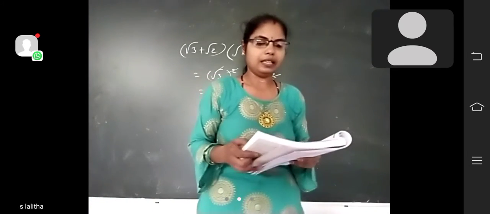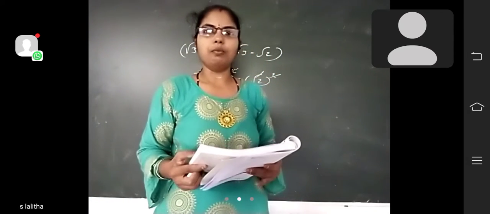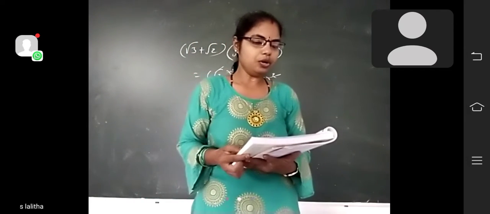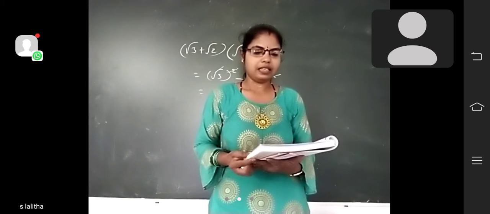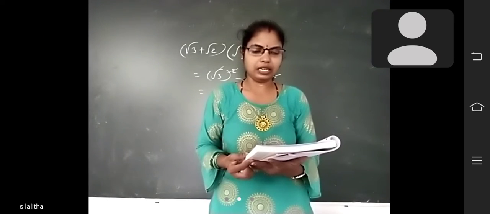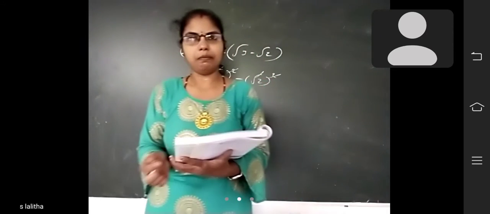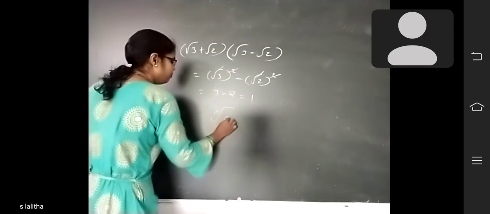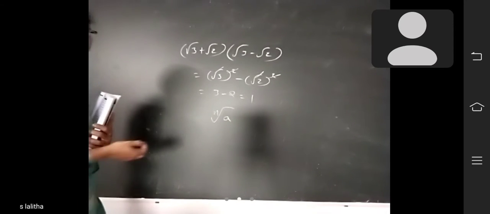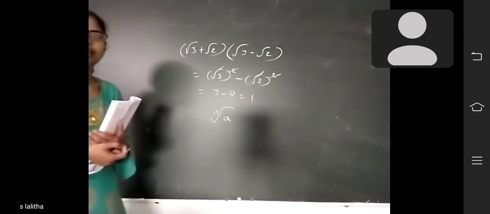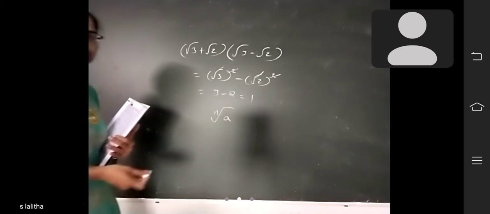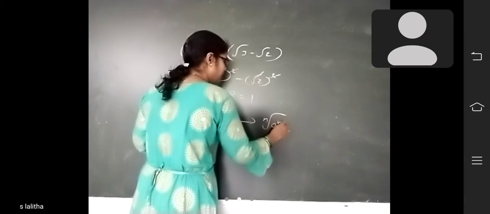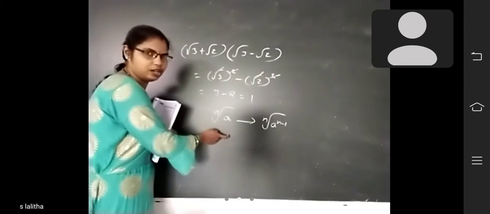Next, the rationalizing factor of a monomial surd. Monomial surd means single term. If nth root of a is the simplest form of a surd, then one of its rationalizing factors is nth root of a power n minus 1. Here, nth root of a is a monomial surd because there is only one term. What is the rationalizing factor for this one? Nth root of a power n minus 1.